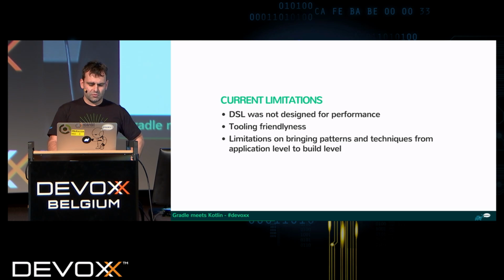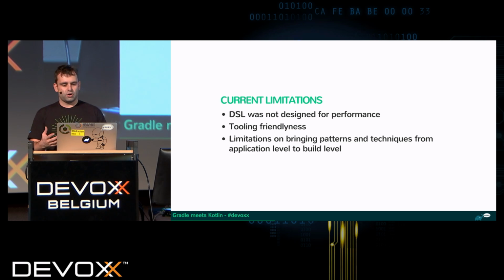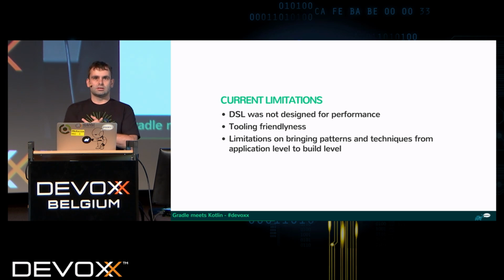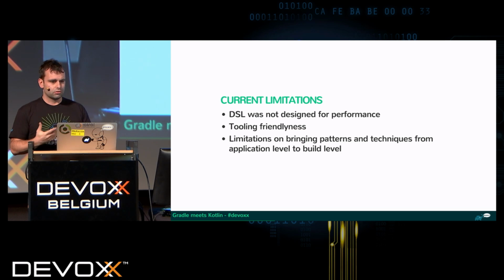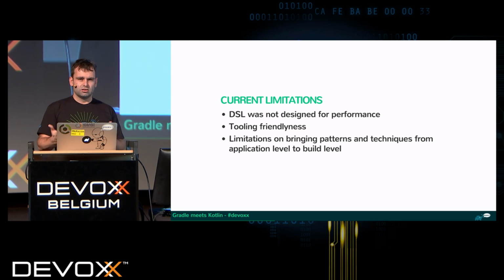The other thing about that DSL is that it's not that tooling friendly, for two reasons. One is, okay, it's Groovy, and there are some Groovy tools missing these days. Like there's, I think, no proper IDE plugin for Eclipse at the moment, or nothing that is maintained. The other is that we use some stuff from Groovy, like AST transformation, which makes it really hard for a tool to understand what's going on there.